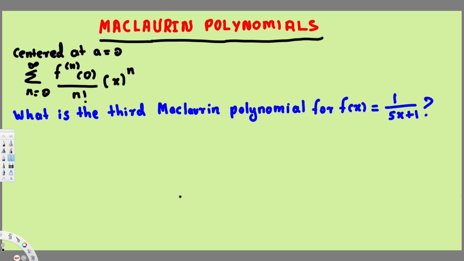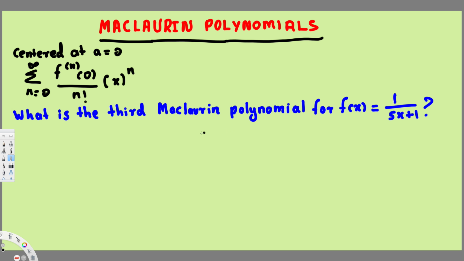Let's do this problem right here. This question is asking what is the third Maclaurin polynomial for f of x is equal to 1 over 5x plus 1. Let's see how we can do this. So this is similar to Taylor polynomial. If you have done Taylor polynomial, you know that you replace x value with a values and you find the final answer, right? Here same thing, but instead of x values, we are always going to have 0. So that's the only difference between Maclaurin and Taylor polynomial.